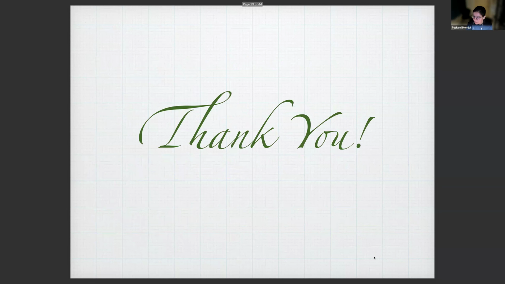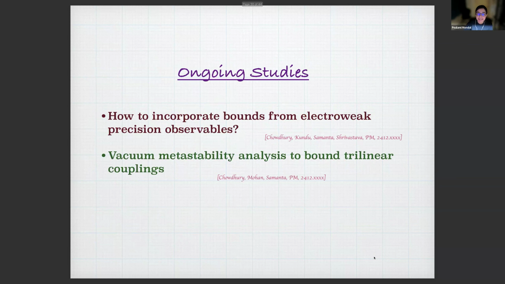So thank you very much. These are my ongoing studies. As Jasmine already asked, how to incorporate bounds from electroweak precision observables. So these triplet extensions are currently something we are looking at. And also, interestingly, both the Georgi-Machacek model and the extended Georgi-Machacek model have trilinear couplings in the potential which are not bounded by any theory constraint as of now.